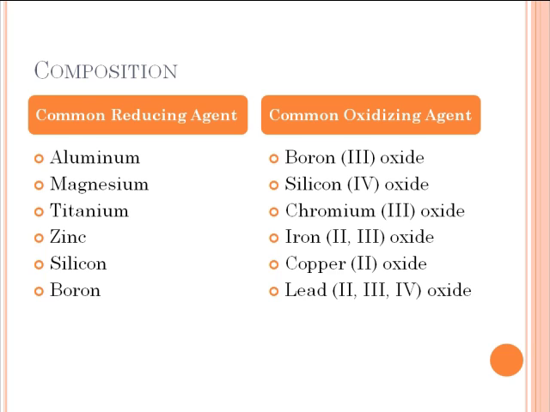Some common reducing agents for thermite are aluminum, magnesium, titanium, zinc, silicon, and boron. Some common oxidizing agents are boron-3 oxide, silicon-4 oxide, chromium-3 oxide, iron-2 oxide, iron-3 oxide, copper-2 oxide, and lead-2, 3, or 4 oxide.